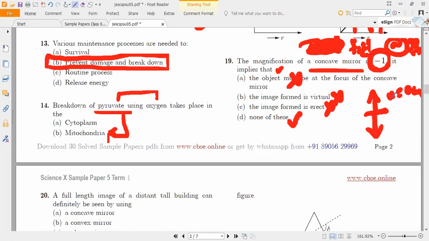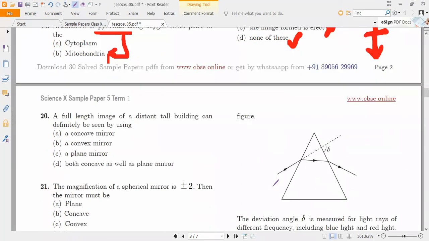0 centimeter. Yes, sir. That is how to remember. So -1 indicates what? Real, and -1 indicates the object is at the 2F. Yes or no, Karthikeya? At the 2F, the image is placed. That is why the image is formed where the object is placed.